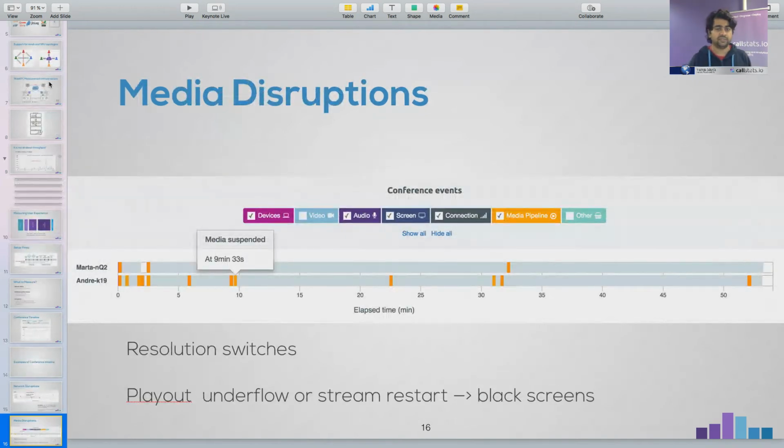Another way is when media freezes. So for example, in this case, you can see that for the first person, Martha, the media was not frozen, maybe in the beginning and then towards the end. But for Andrea, the video was freezing quite often. So it was suspended, it was resuming, and there were resolution switches. So things like this, on the media pipe, on the conference timeline, you can see disruptions in media very quickly, and you can really quickly understand the state of the user's expectations. So it was really bad towards the end, it kind of stabilized in the middle, it was okay towards the end of the call.